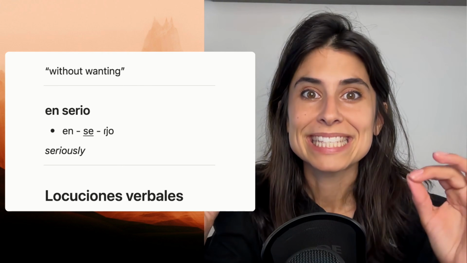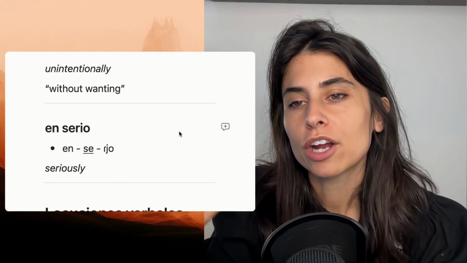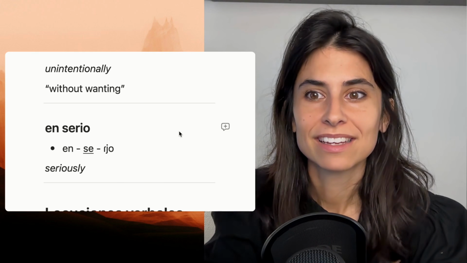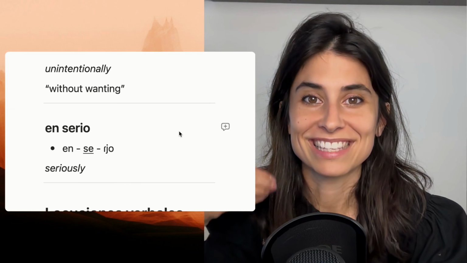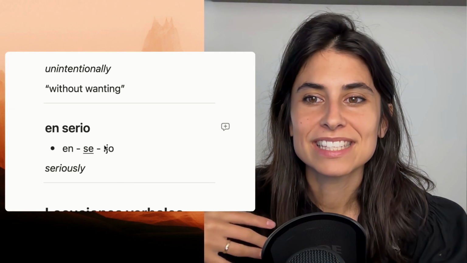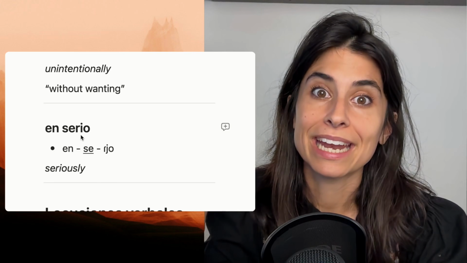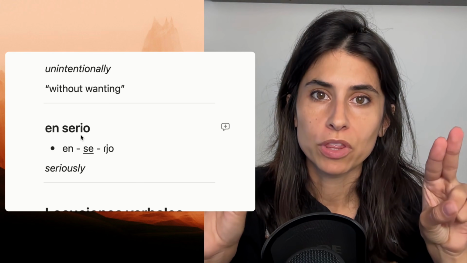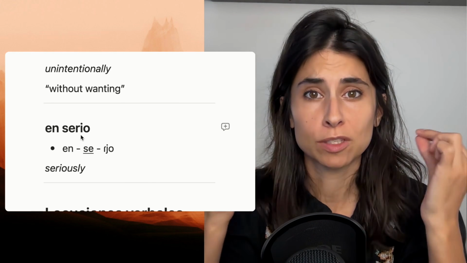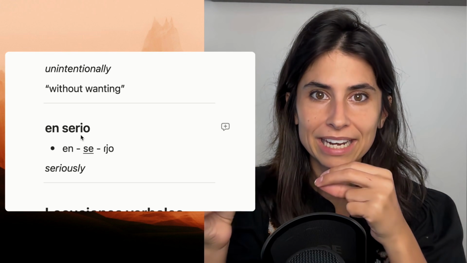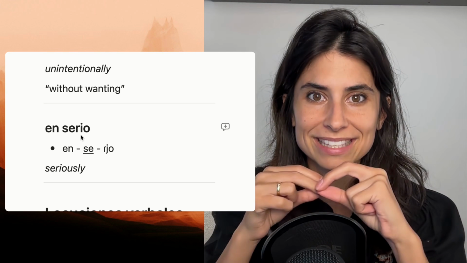Next one, en serio. Important thing here, the stressed syllable is the se, en serio. And then the last syllable is yo. So be careful not to say en serio. It's a very common thing for English speakers to split the diphthong. Yo. En serio. En serio.